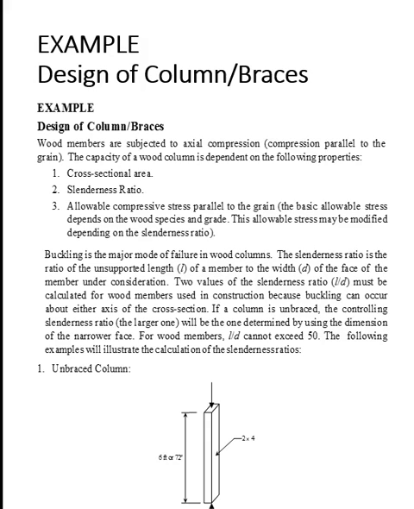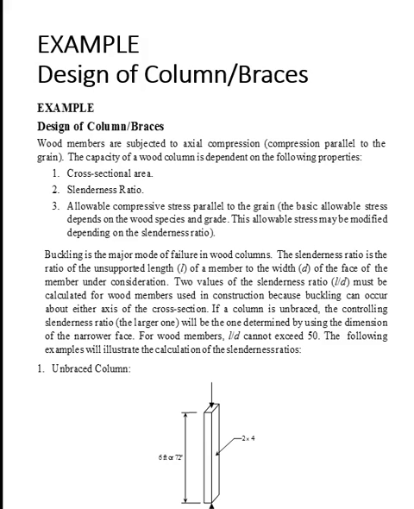So remember, the slenderness ratio is the ratio of the unsupported length, the L, to the member width of the face of the member under consideration. Okay. You've got to look at two values, right? Because for wood members, there are two face widths, right? A narrow one and a wider one. If the column is unbraced, the controlling slenderness ratio, the larger one, will be the one determined by using the dimension of the narrower face, obviously. Okay. So for wood members, L over D can't exceed 50.